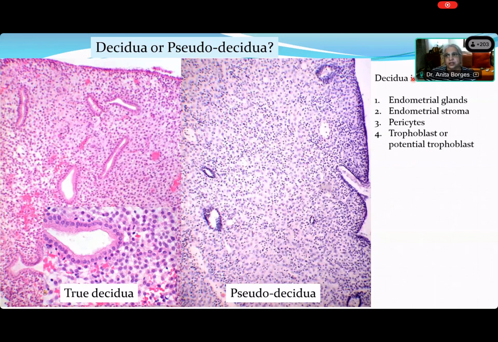Okay. Now, I think we have already answered this question. Yes, somebody told us, right? Decidua is derived from what? In the chat box, let people write. Endometrial glands, endometrial stroma, from pericytes, from the trophoblast or potential trophoblast. Stroma. Julian, what is it? Endometrial stroma. Excellent. So decidua is derived from endometrial stroma.